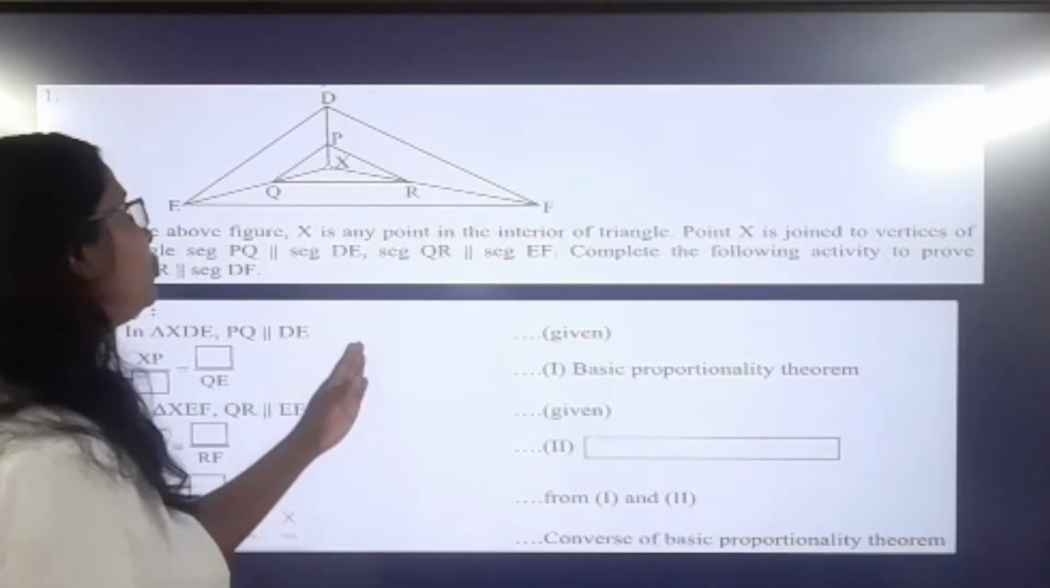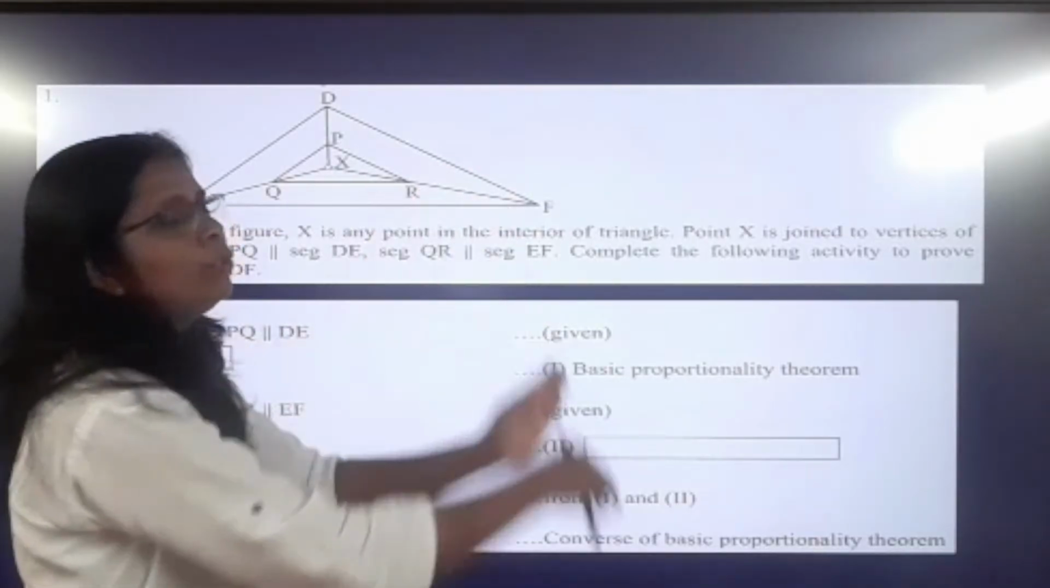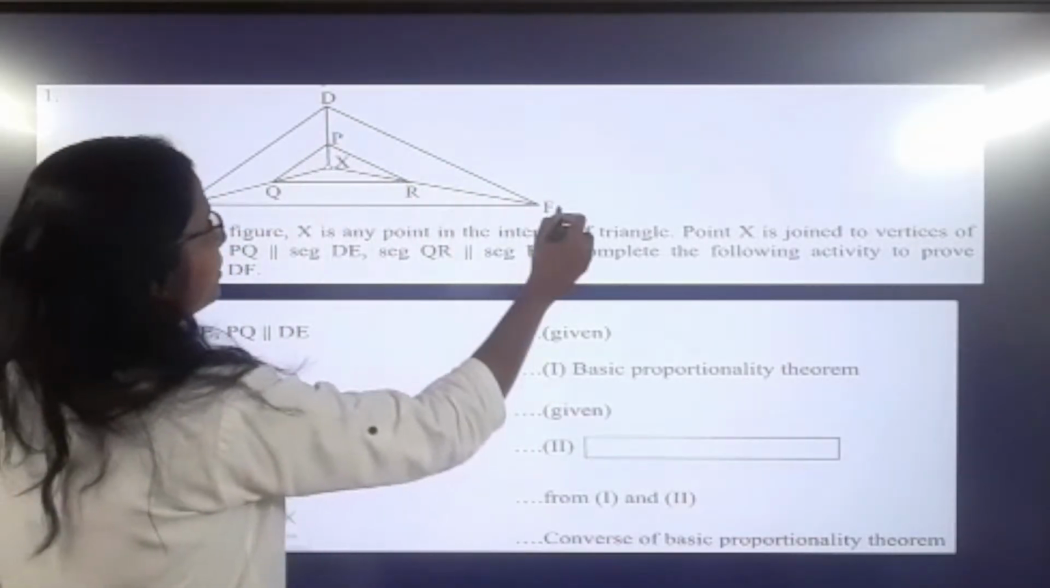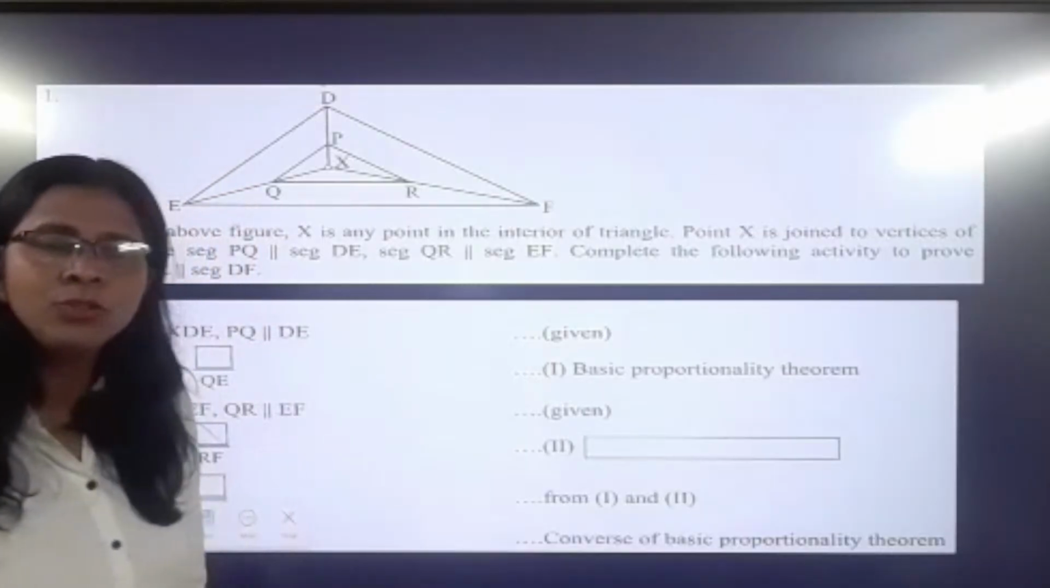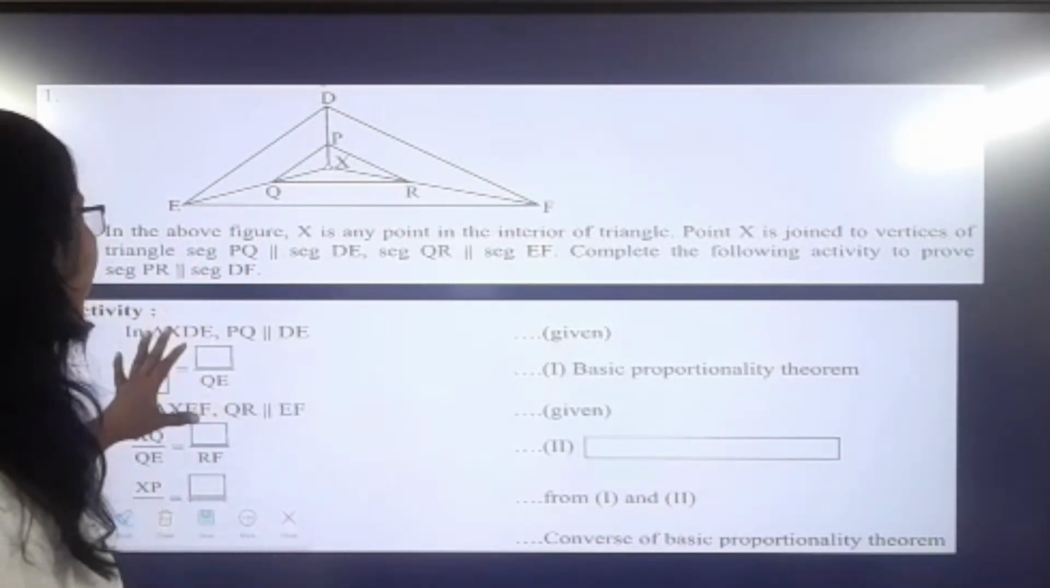Yes students, we have to prove that PR is parallel to DF. This one is PR and this one is DF. They are parallel to each other. For that proof, we have to complete the activity.